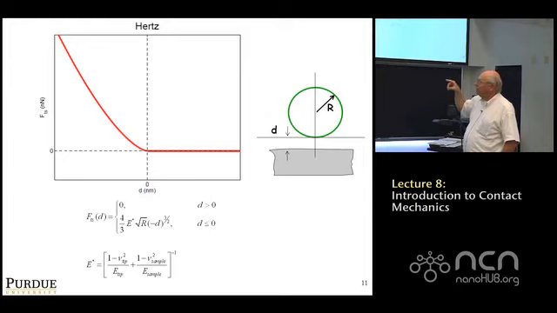between the tip and the sample as a function of D would be 0 until the tip makes contact with the substrate. And then once the tip is in contact with the substrate, the force applied would go as 4/3 E star, right? Where E star was defined on the previous slide. Square root of the tip radius times this distance D to the 3/2 power.